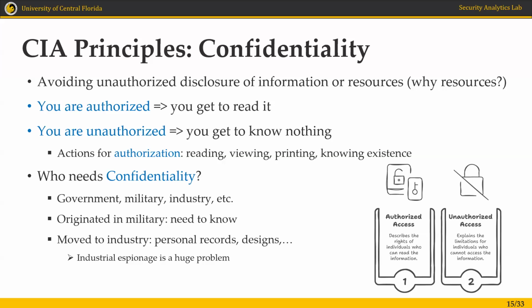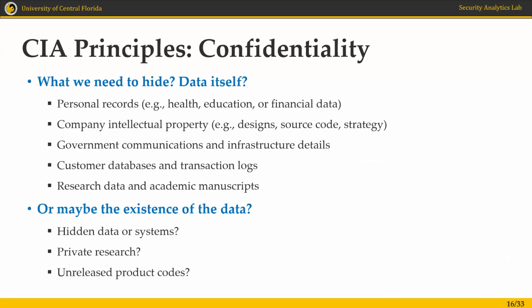And everyone needs confidentiality, whether it's government, military, or industry, and it has now moved to industry, personal records, designs. Industrial espionage is a huge problem now as well. What do we need to hide? This is the data itself. What is the data itself? It could be personal records, health, educational, financial data. It could be intellectual property, designs, source codes.